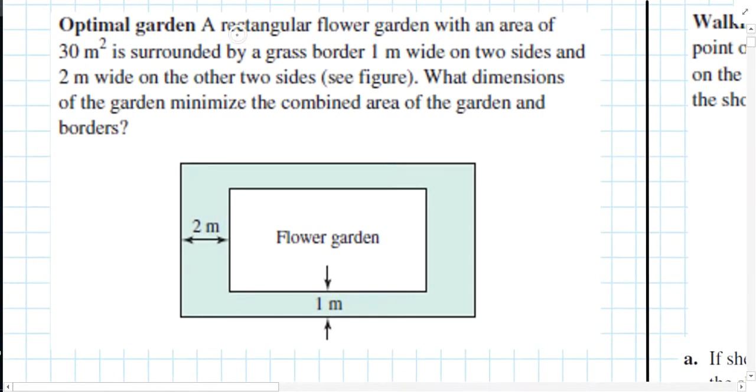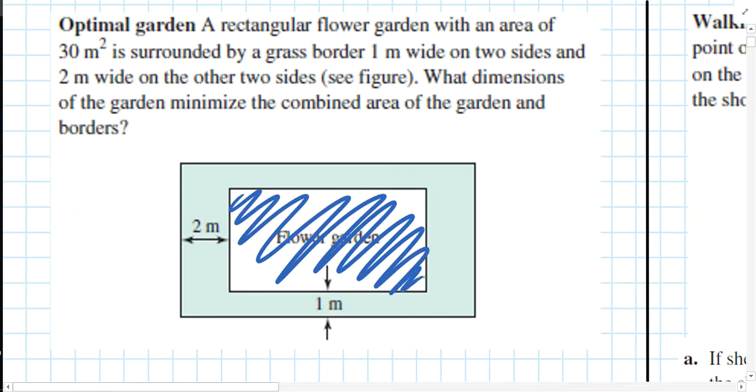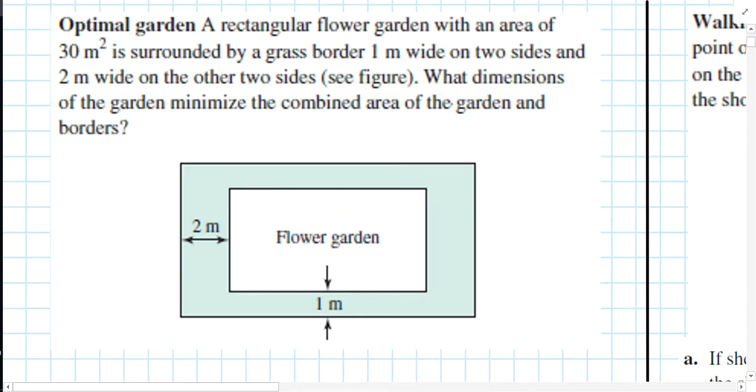In this example, we have a rectangular flower garden that has an area of 30 square meters. So this portion of the diagram is 30 square meters. And we've got a walkway that's 1 meter wider in one direction and 2 meters wider in another direction that surrounds the garden. What dimensions of the garden minimize the combined area of the garden and the borders?